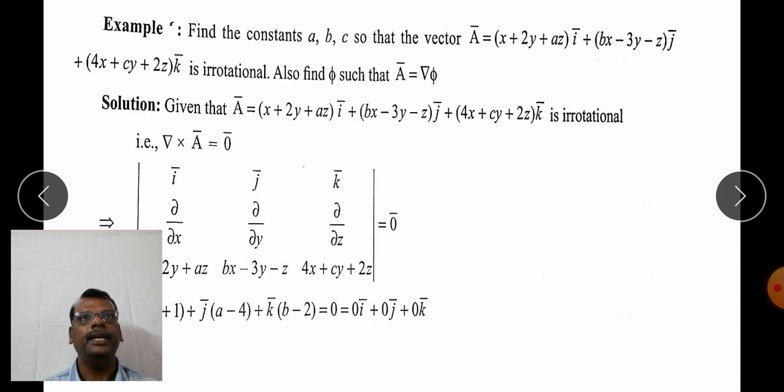Here in the given A bar there are three unknown constants, a, b, c, that we have to find by using the irrotational definition. What is the irrotational definition? Curl A bar is equal to 0.